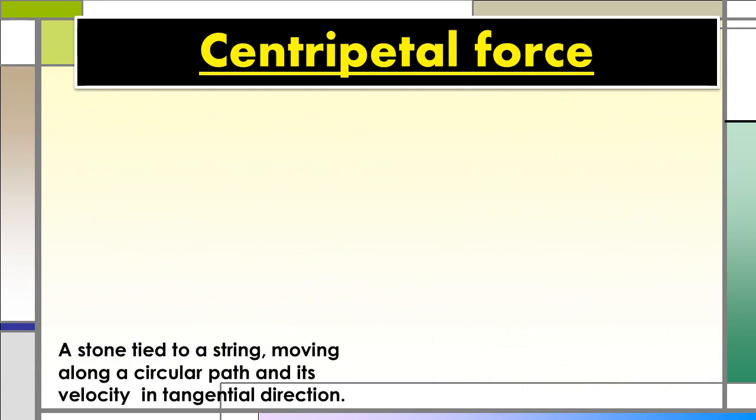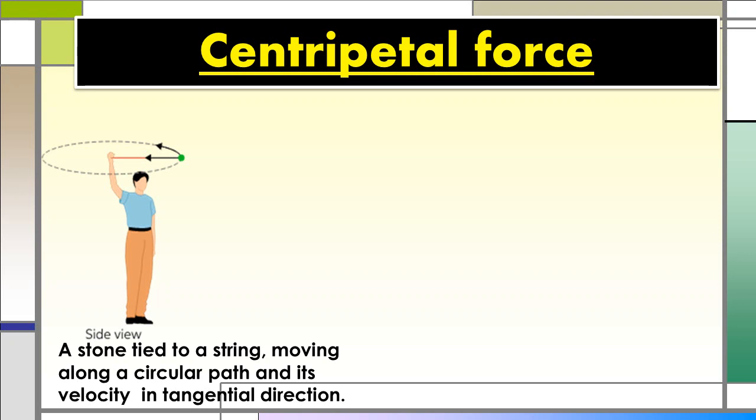Okay, now centripetal force. Let's see what it is. Here is a stone tied to a string moving along a circular path, and its velocity is in the tangential direction. Let's understand this diagram.